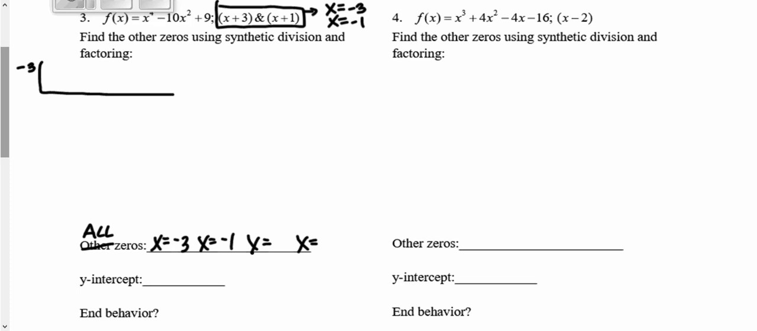And then on the inside, I'm going to put the coefficients from the problem. So that was 1x to the 4th. And then there's no x to the 3rd, so I have to put a 0, minus 10x squared, plus 0x, plus 9. If you don't put those zeros in as placeholders, then your synthetic division will not be correct. So drop your leading coefficient, multiply, add down, multiply, add down, multiply. Oh, that's not multiplying, right? 3 times -3 is -9.